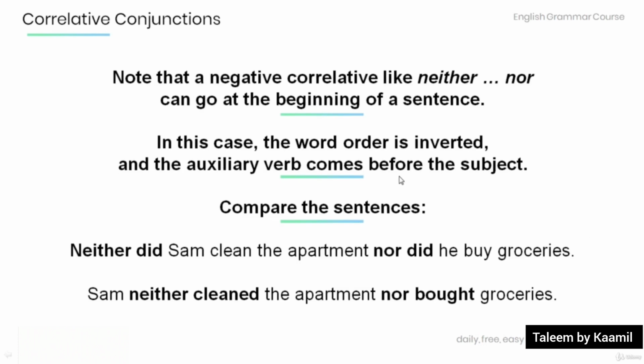Note that a negative correlative like neither nor can go at the beginning of a sentence. Now, in this case, the word order is inverted and the auxiliary verb comes before the subject. Now, compare the sentences below. Neither did Sam clean the apartment, nor did he buy groceries. Sam neither cleaned the apartment nor bought groceries. Note that in the first sentence, the auxiliary verb "did" comes before the subject, Sam.